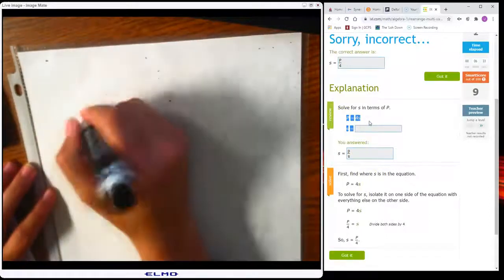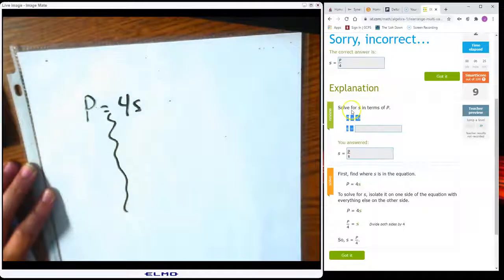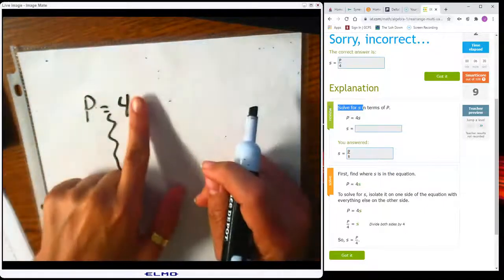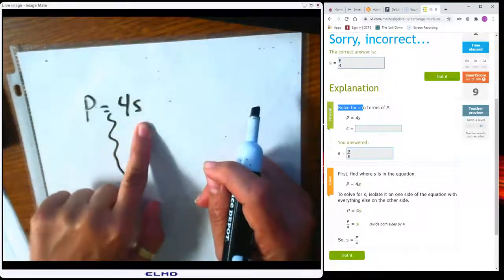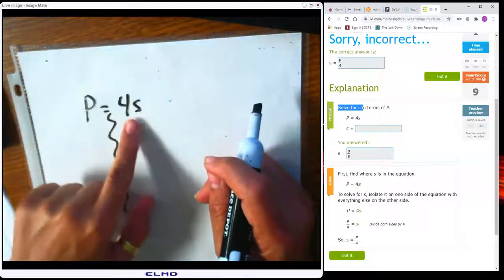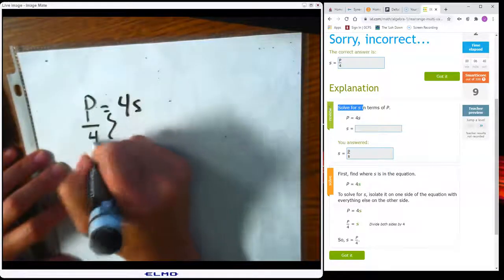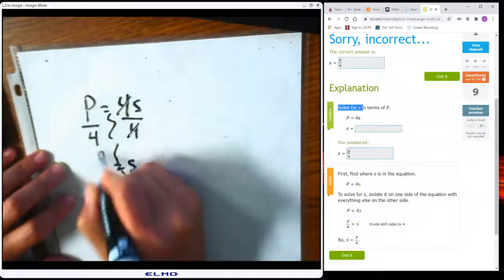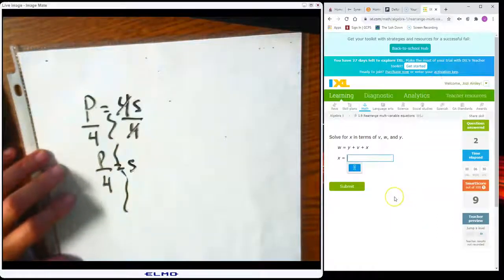P equals 4s. You draw a river. And then I'm solving for what? For s. Okay, so s by itself. So if I cover up the s, I see the 4 is bothering it. What's the operation between 4 and s? Multiplication. So when the 4 crosses over, it's going to change from multiplication to division. Crosses out. So s equals p over 4. I don't know what I put in. I would say p over s. I'm tripping. Clearly I'm tripping.